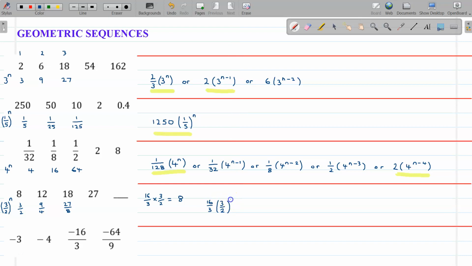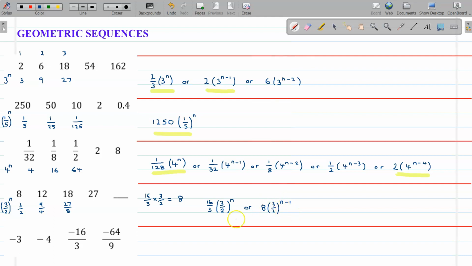Okay, now to change that to something which doesn't have a fraction here, I need to be careful. I don't just multiply it by 3. I need to multiply it by what's in this bracket here, which is 3 over 2. So if I take 16/3 and multiply that by 3 over 2, I would get 8. Okay, and that means that the 3 over 2 would have to be written as 3 over 2 to the n minus 1, instead of 3 over 2 to the n.